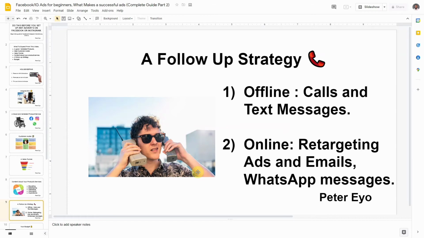There is something marketers usually say: the money is in the follow-up. You cannot expect everybody you come in contact with to buy from you at that first contact point. You have to have a follow-up strategy in place.